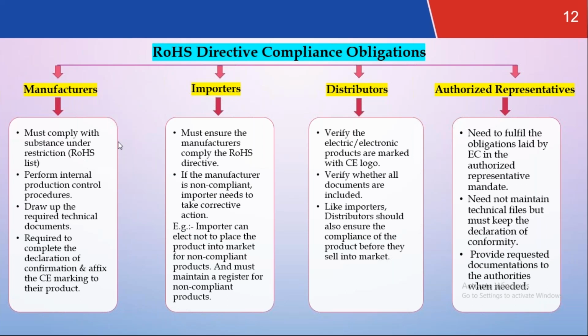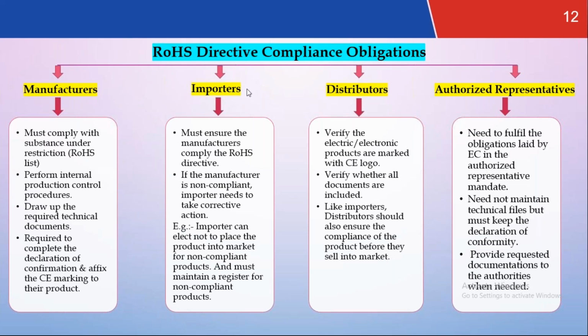Then coming to the authorized representative. These are representatives officially appointed by the European Commission. They need to fulfill the obligations laid down by the European Commission. They need not maintain a technical file like manufacturers, but they should keep the declaration of conformity for the parts they are inspecting. They should also provide documentation if the authorities request particular documentation for the products. So these are the RoHS compliance obligations for various roles: manufacturers, importers, distributors, and authorized representatives.